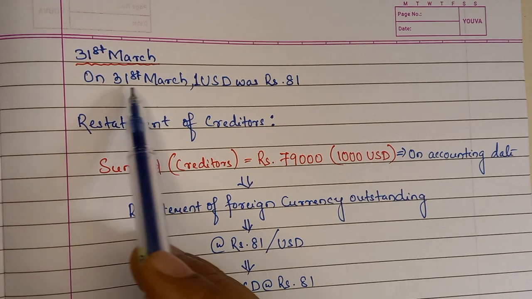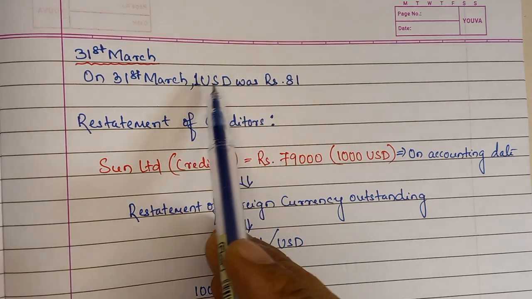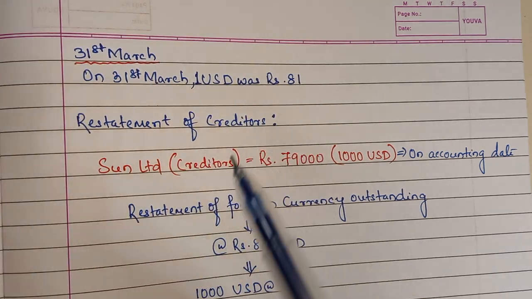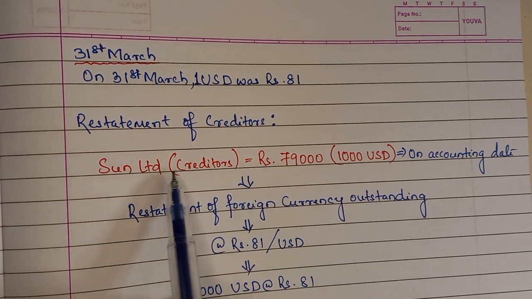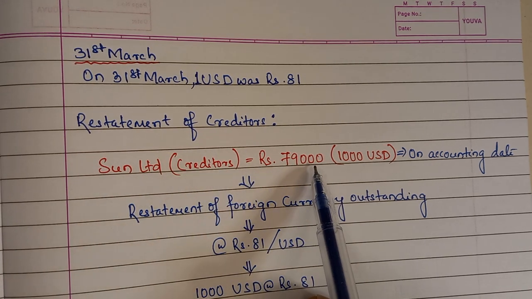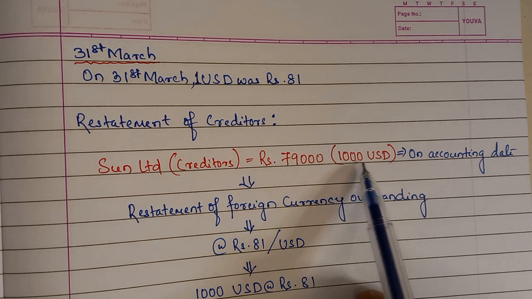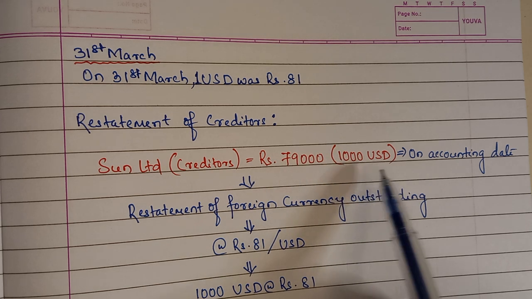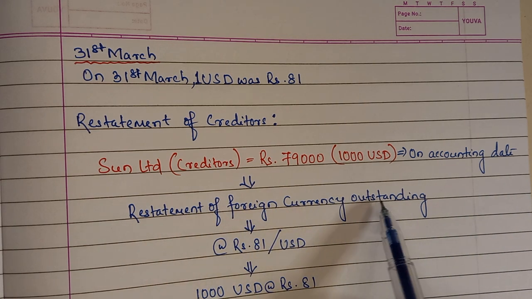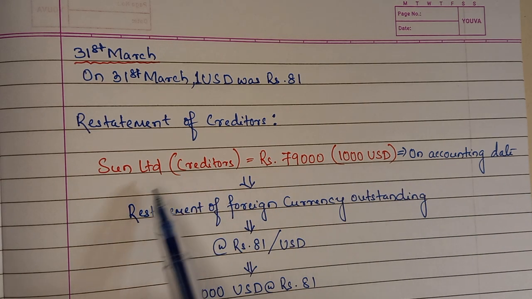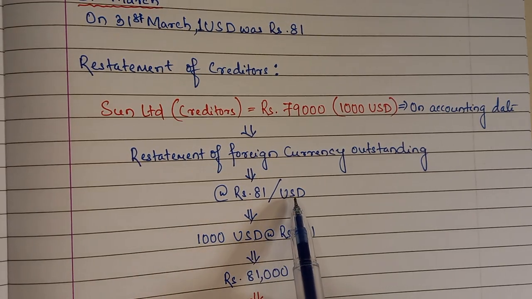Okay, so on 31st March, for example, 1 USD was 81 rupees. So now to restate the creditors, what we need to do? Sun Limited creditor balance was 79,000, correct? Because on the day of accounting in the accounting software, it was 1,000 USD into 79 rupees, on the accounting date. Now restatement of foreign currency outstanding. Now we have to restate as per the accounting laws requirement. At what price? It is 81 rupees per dollar.